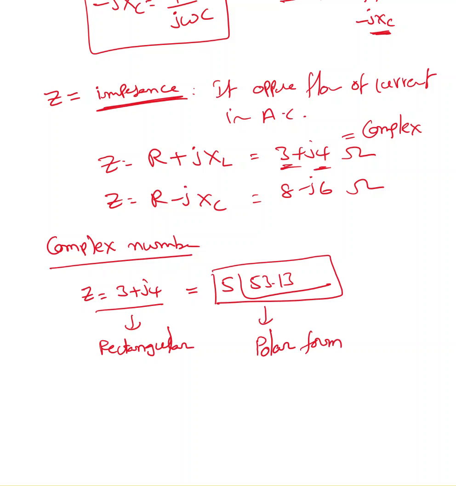So the impedance is a complex number. It has resistance and reactance. So usually you say R equals plus or minus jX. If it is plus jX, it is inductive reactance. If it is minus jX, it's capacitive reactance.